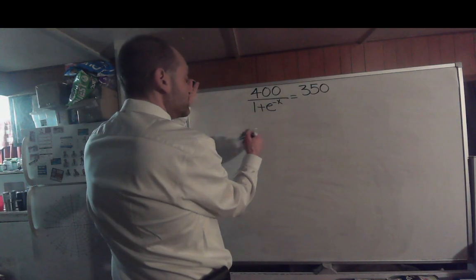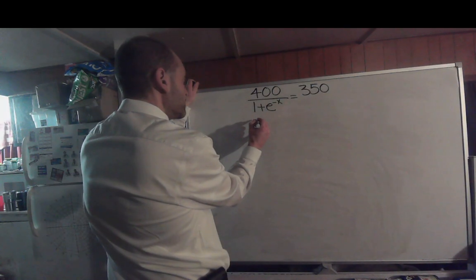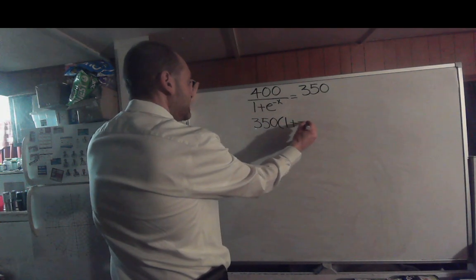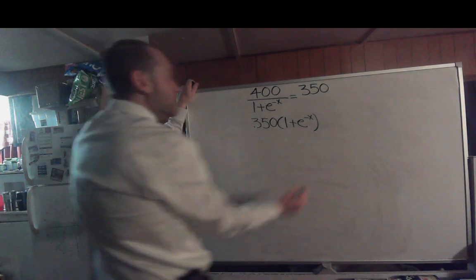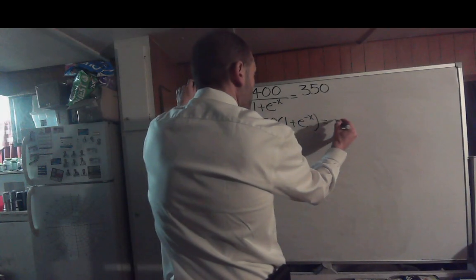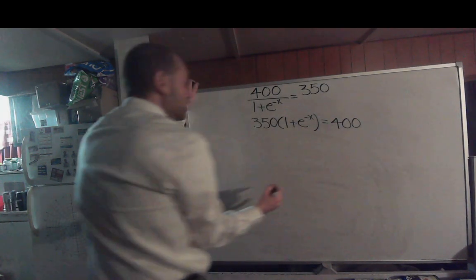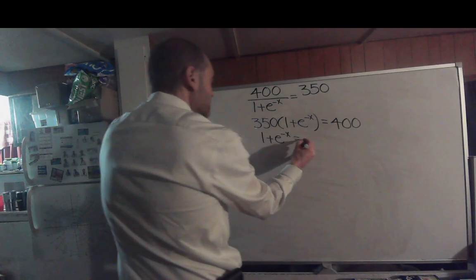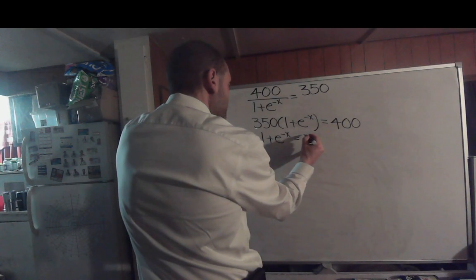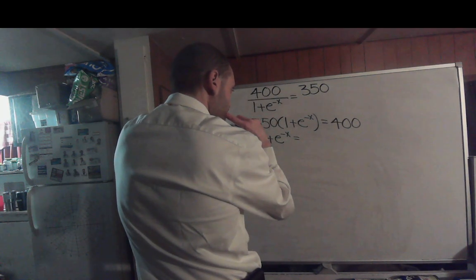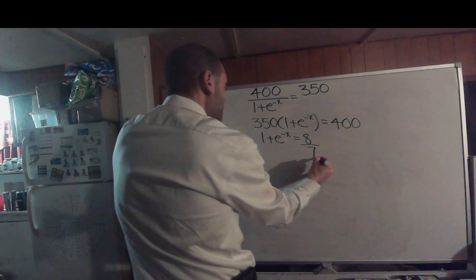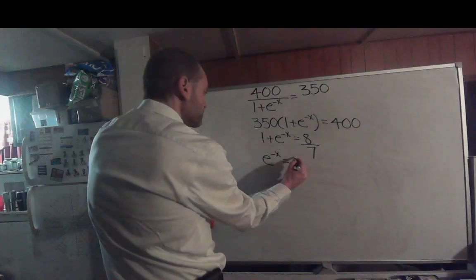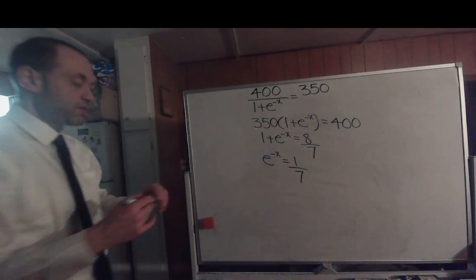We want to get this out of the denominator, so this would turn into 350 times the quantity of 1 plus e to the negative x simply equaling 400, which would give you that 1 plus e to the negative x would end up equaling, let's see, 8/7, which would end up giving you e to the negative x equals 1/7. Much easier to work with.